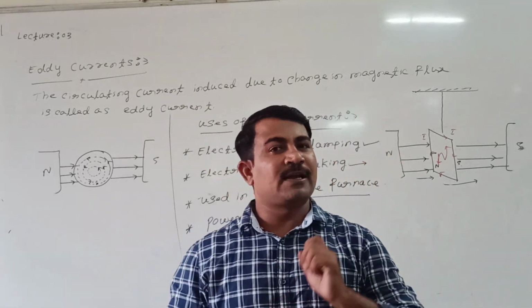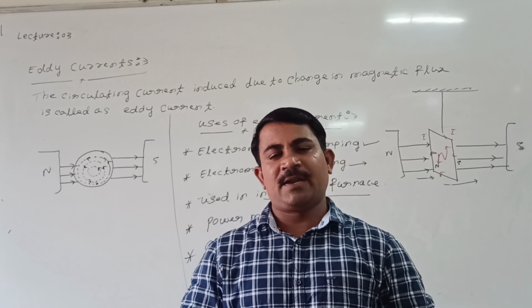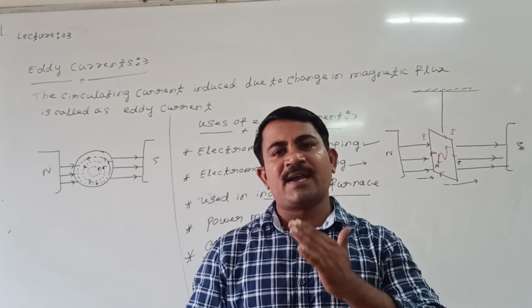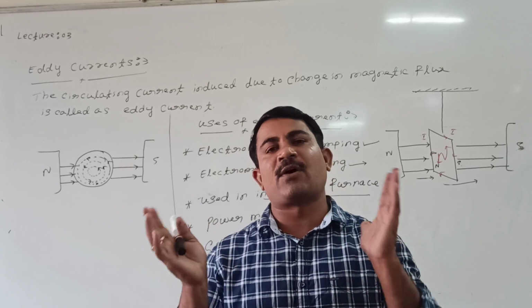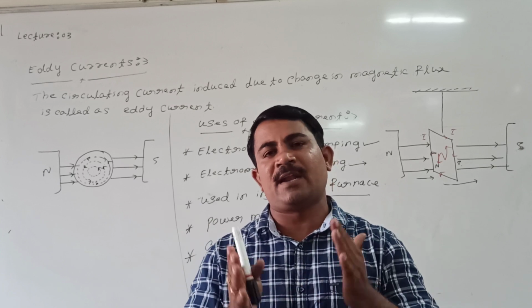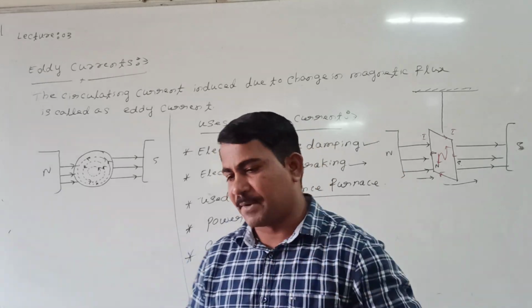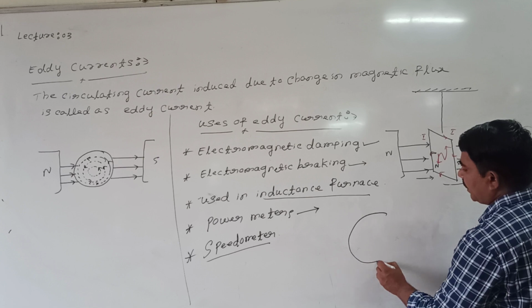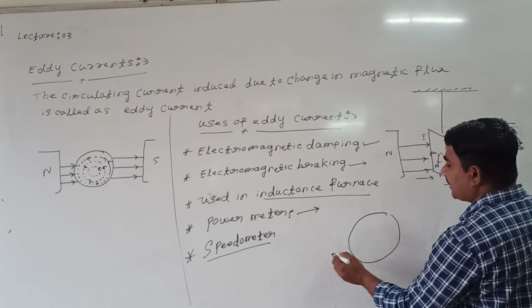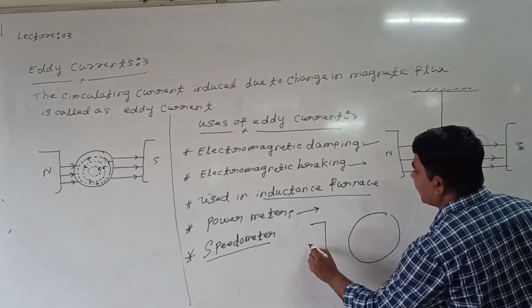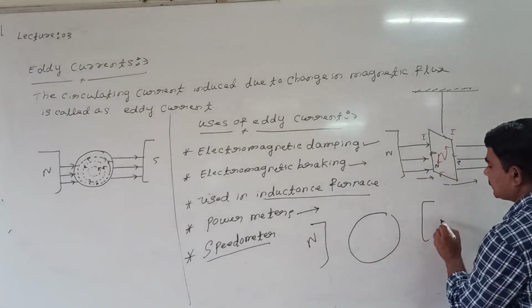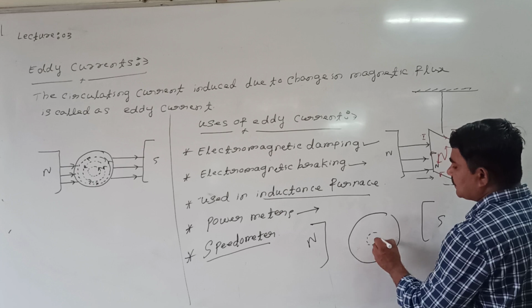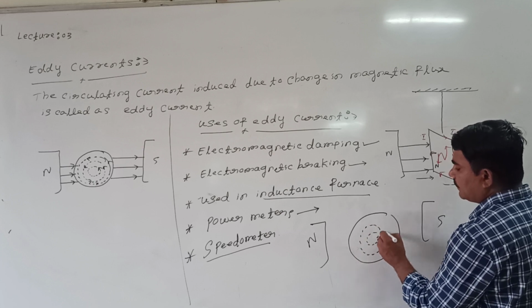Due to eddy currents, a large amount of heat is produced. To avoid the large amount of heat, simply to minimize the eddy current, a solid iron core is replaced by a number of plates. For example, see here, I can take this as a solid body. Due to the change in magnetic flux, I can take this as a north pole. What about this? This is the south pole. Due to the change in magnetic field, how can the circulating current be produced? These are the circulating currents produced.